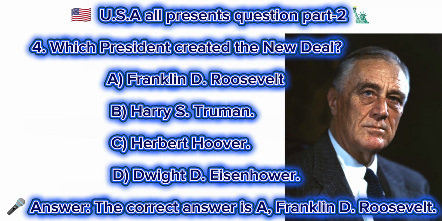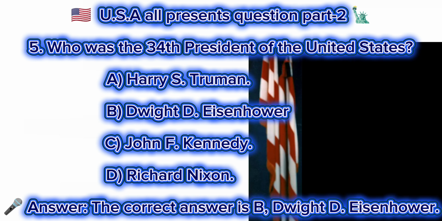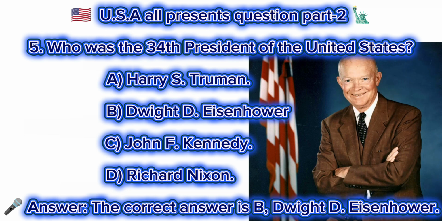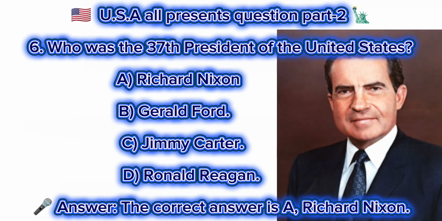Franklin D. Roosevelt. 5. Who was the 34th President of the United States? A. Harry S. Truman. B. Dwight D. Eisenhower. C. John F. Kennedy. D. Richard Nixon. Answer. The correct answer is B. Dwight D. Eisenhower. 6. Who was the 37th President of the United States? A. Richard Nixon. B. Gerald Ford. C. Jimmy Carter. D. Ronald Reagan. Answer. The correct answer is A.